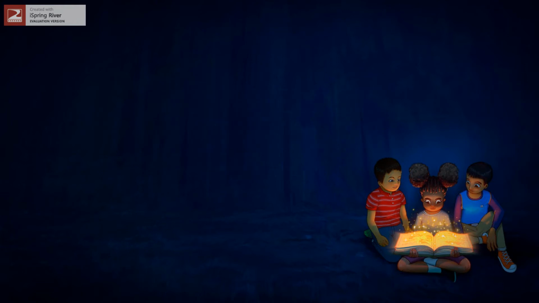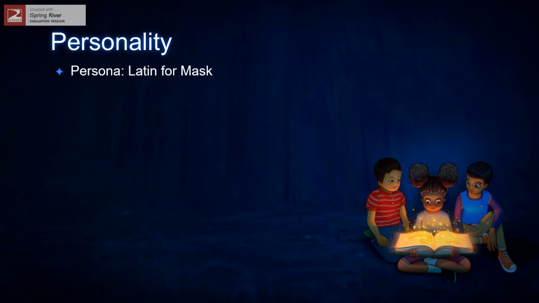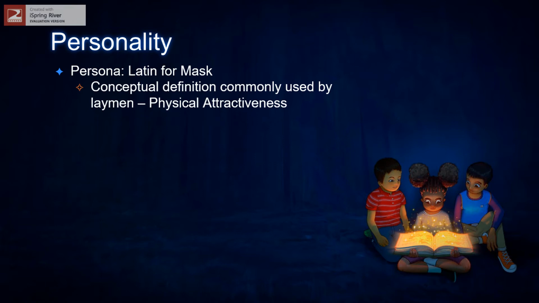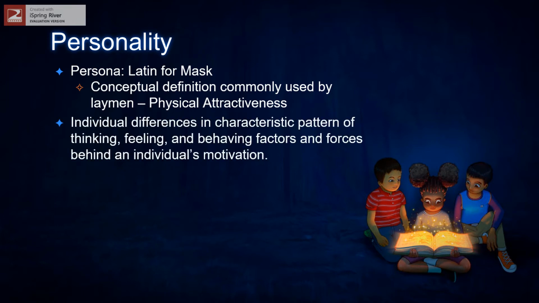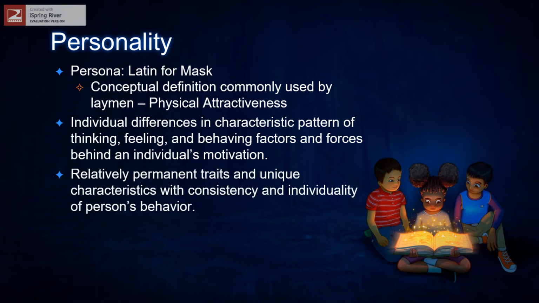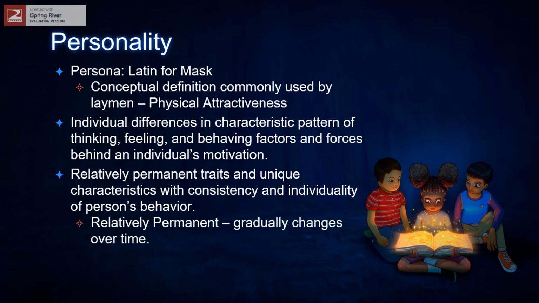First, let us have a short recap about personality. According to our previous lecture video, personality came from the word persona, which is a Latin word for mask. It is a conceptual definition that is commonly used by laymen to describe physical attractiveness. And personality is defined as individual differences in characteristic patterns of thinking, feeling, and behaving, factors and forces behind an individual's motivation. Personality can also be defined as relatively permanent traits and unique characteristics with consistency and individuality of a person's behavior. Relatively permanent means that it gradually changes over time.